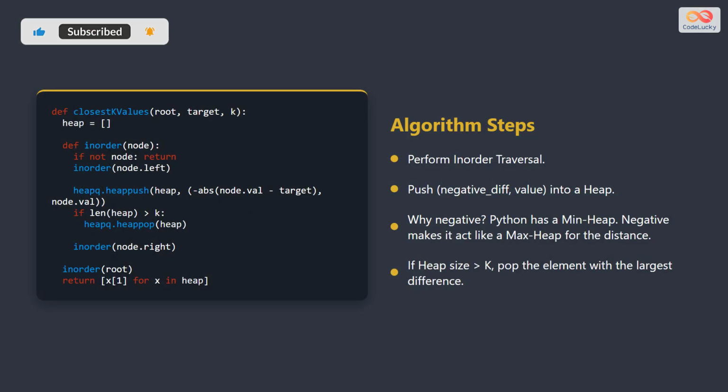In Python, we can simulate a max heap using a min heap with negative values. We traverse in order. We push the negative distance and the node value. If the heap grows larger than k, we pop the element with the largest difference, keeping only the cream of the crop.